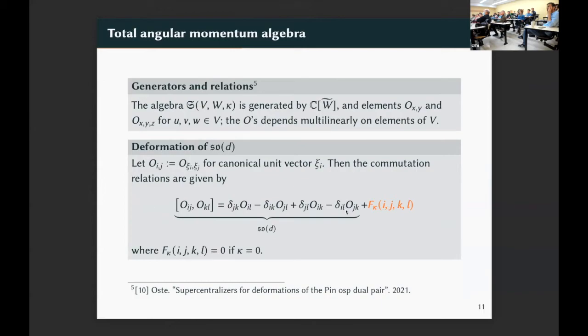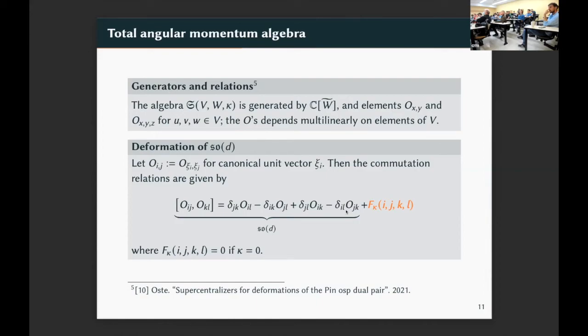Okay, a result that Roy got lately, and that will motivate why we are studying this 4D case, is that the algebra is generated by the group algebra of W tilde and certain elements O_{XY} and O_{XYZ} that depend multilinearly on the elements of your Euclidean space V. Furthermore, in this algebra S, if you only consider the O_{ij} for the canonical unit vectors, you get a deformation of the algebra SO(d).